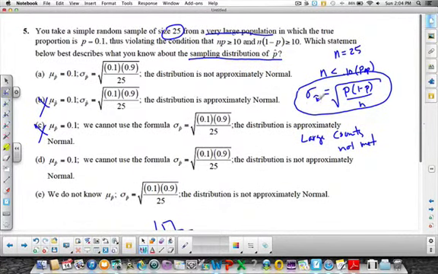So because my sample is less than 10% of the population, I can use this rule to find the standard deviation. So I can use this formula here, and the distribution is not going to be approximately normal.